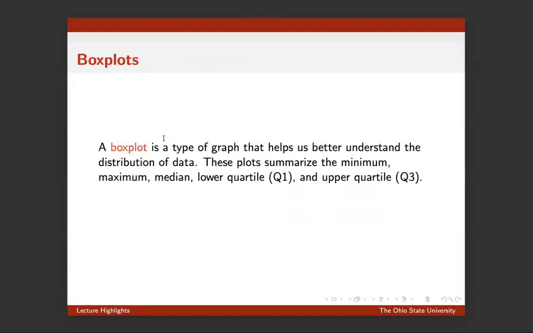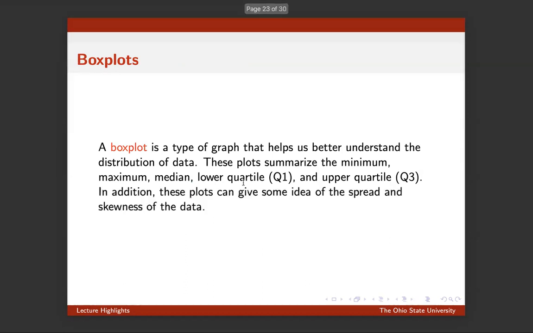So a box plot is a type of graph that helps us better understand the distribution of data. These plots summarize things like the minimum, maximum, median, lower quartile, so the point that 25% of the data falls under, and the upper quartile, so the point that 75% of the data falls under. In addition, these plots give us some idea about spread and skewness.